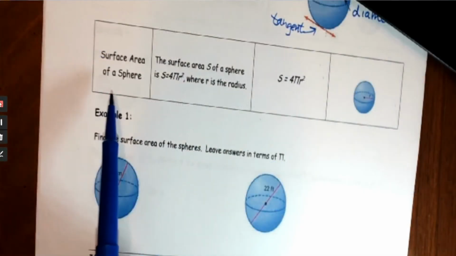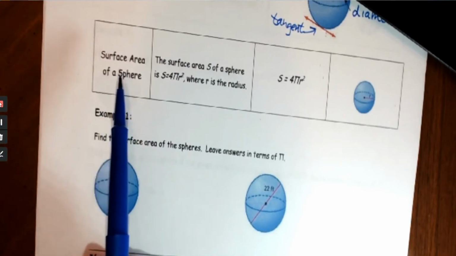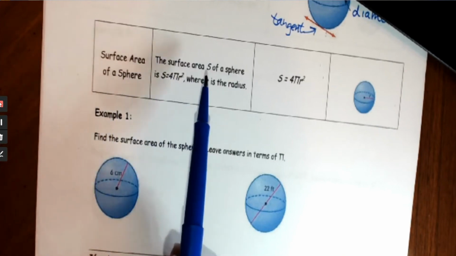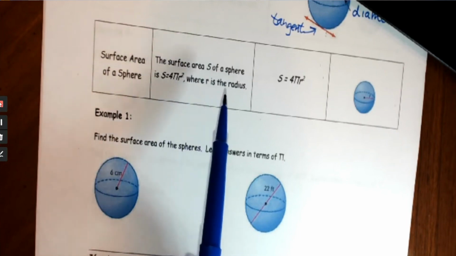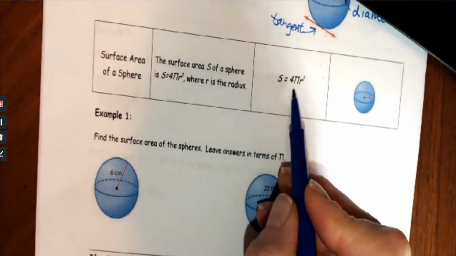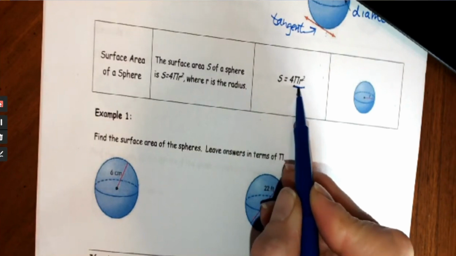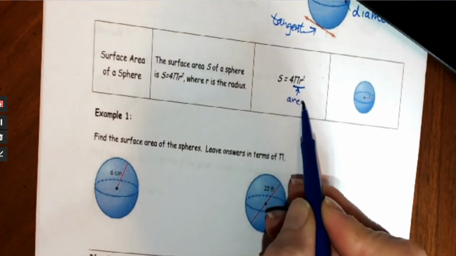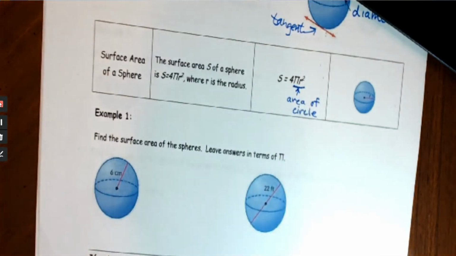Okay, now we're going to look at the surface area formula for spheres. Surface area is again that area around the sphere itself. The surface area S of a sphere is S equals 4 pi r squared, where r is the radius. What I want you to notice is that it's 4 times pi r squared. Well, remember, pi r squared, what is this? That's just the area of a circle. So we're just multiplying the area of one circle by 4 to get the surface area of a sphere. So let's look at our first example.